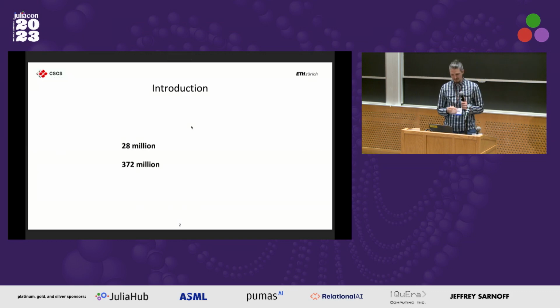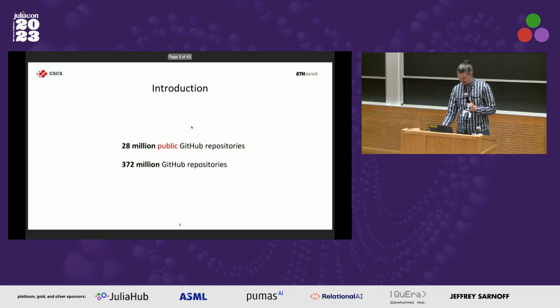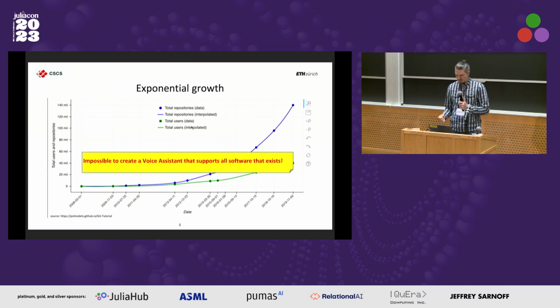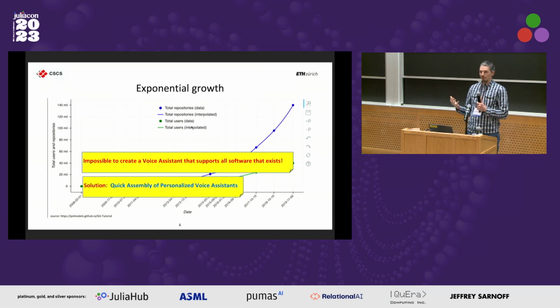So it's a flash talk, so I will do a flash introduction. Here you see two big numbers, right? And guess what it is? Well, it is the number of public and non-public GitHub repositories. And here you see the growth of GitHub over time, kind of exponential. So why am I showing that? Well, it's impossible to create a voice assistant that would support all the software that exists in this world. And so there comes the idea that we want to assemble our personalized voice assistant.